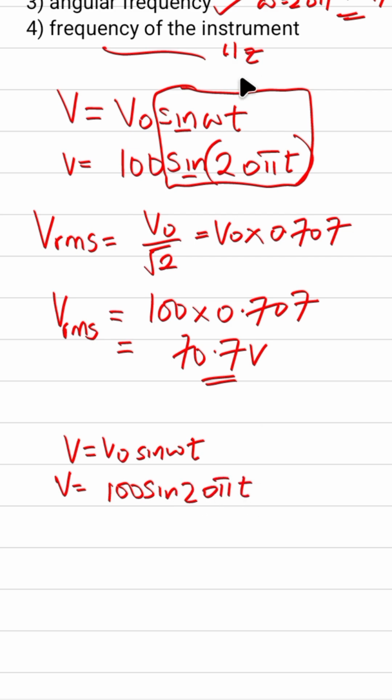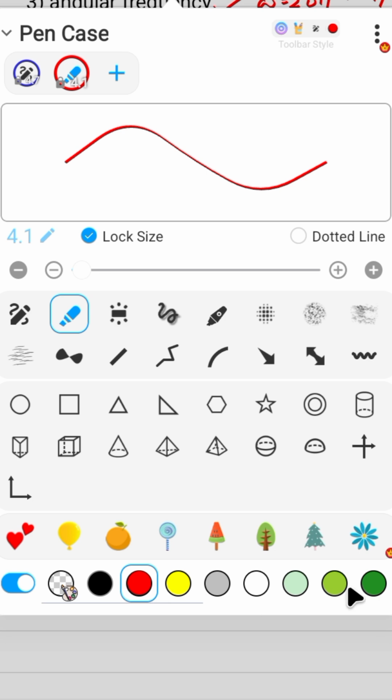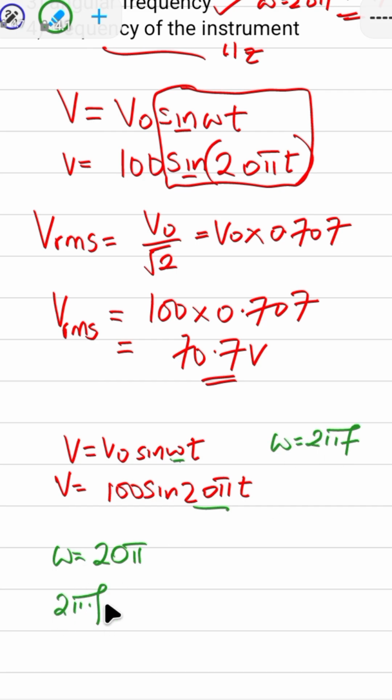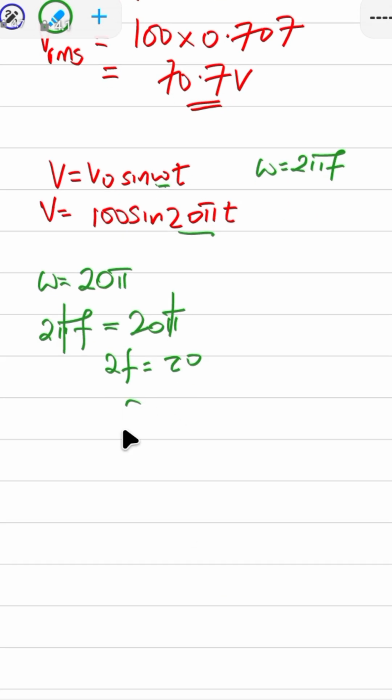So I already know that this omega here is standing as this 20 pi. So omega is 20 pi. But you know the value of omega now. Omega is a formula. The formula is 2 pi f. So that means 2 pi f is equal to 20 pi. Pi cancels pi. You have 2f equals 20. From here, your f is 20 over 2, which is equal to 10 hertz.